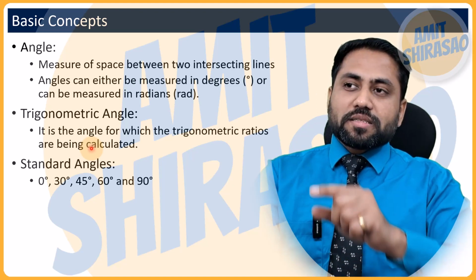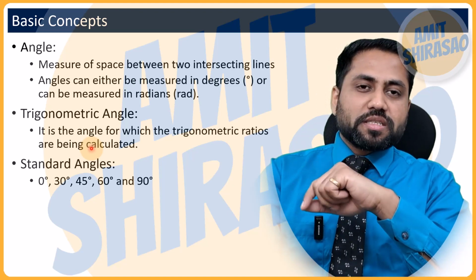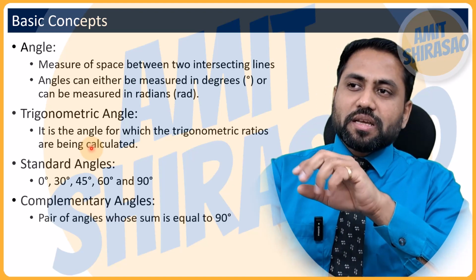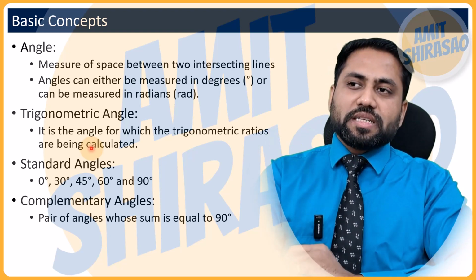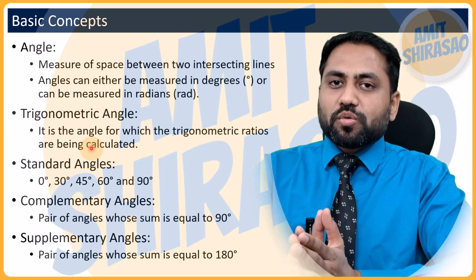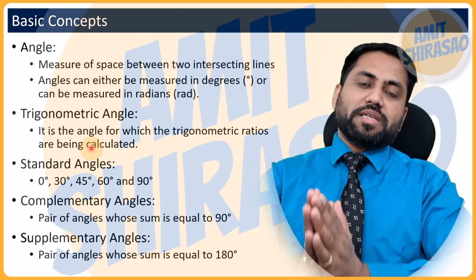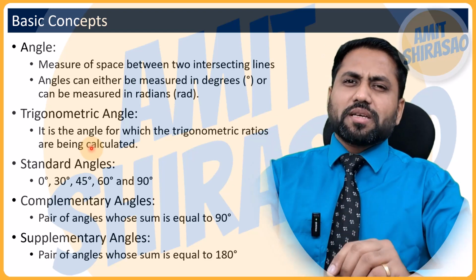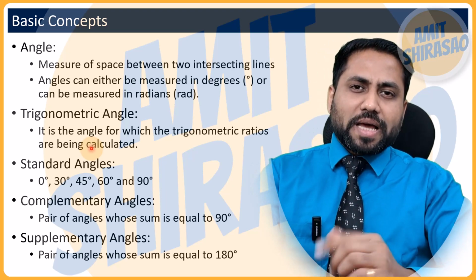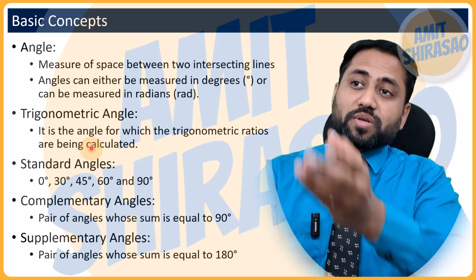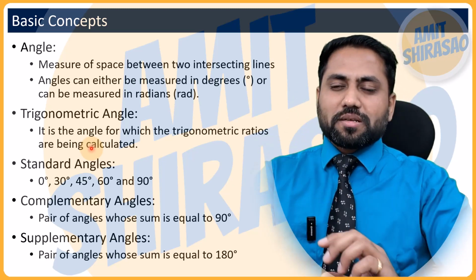What are the standard angles? 0, 30, 45 degrees, 60 degrees, and 90 degrees. Complementary angles are those angles whose sum is 90 degrees, and supplementary angles are those angles whose sum is 180 degrees. This is very basic, so that if I use some of these terms later on, you should not get confused. That's why I told you about these basic terms.